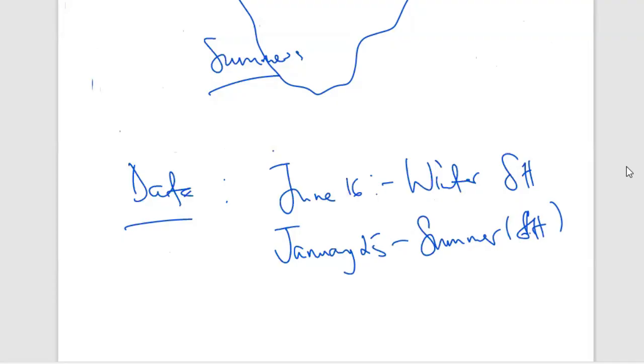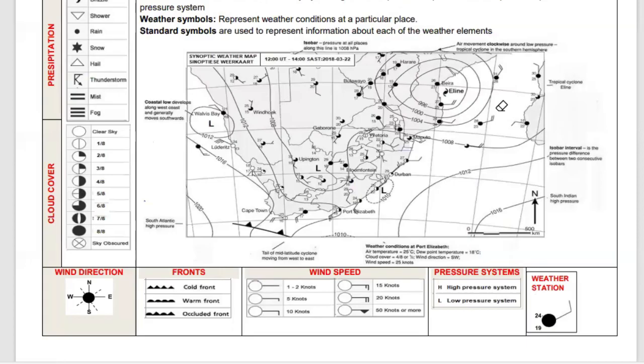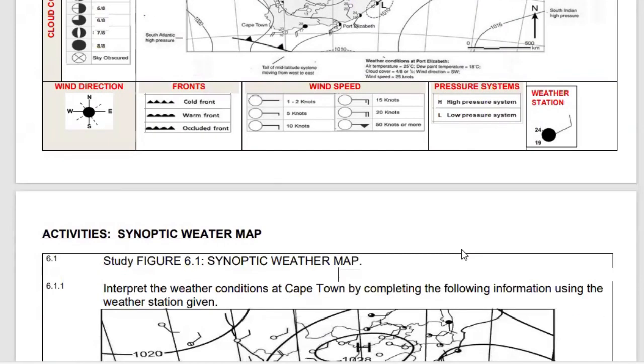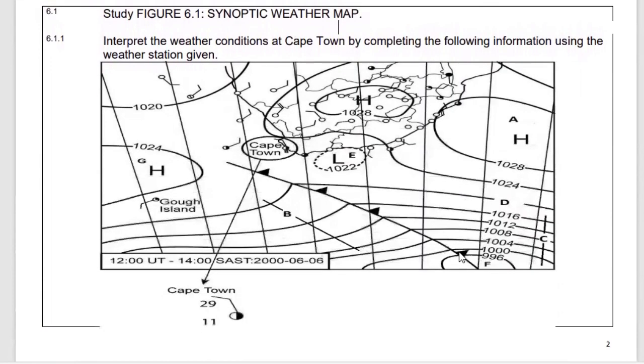Then that is basically what you need to check on the synoptic map to find out if it's a winter or a summer map. You use some of those indications to determine whether the map is for winter or whether the map is for summer. Right, going back to our map, I think that is basically what is indicated there on our maps. Right, so we want to quickly look at the questions here, which are based on the synoptic map indicated here for Cape Town.